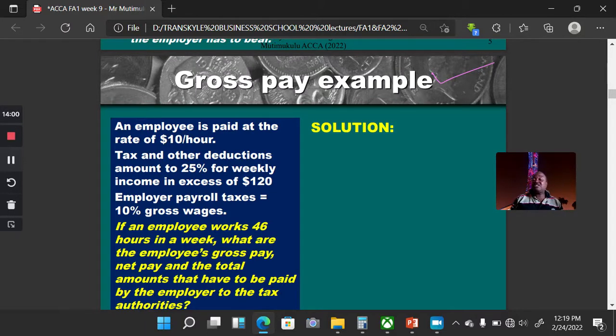So let us first calculate the gross wage. We are told this employee is being paid at $10 per hour, but he worked 46 hours. So 46 multiplied by $10 per hour.